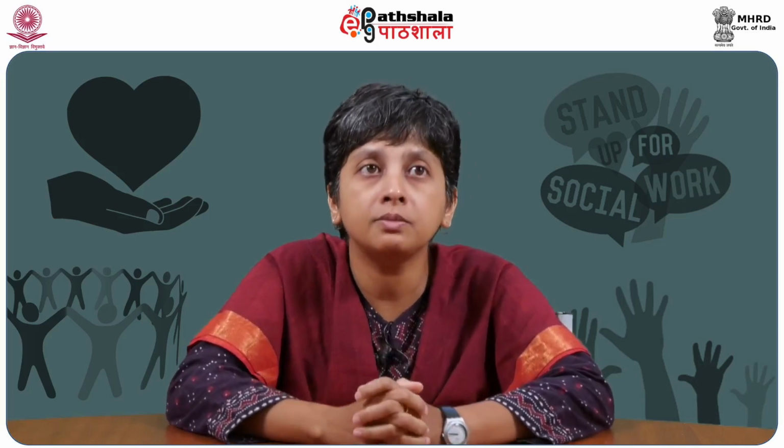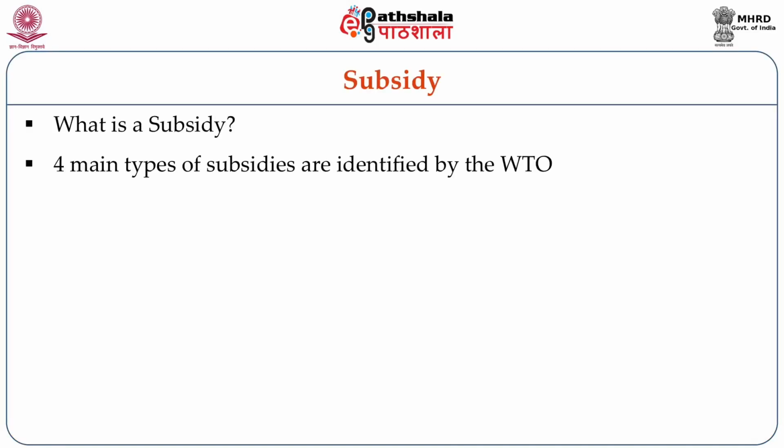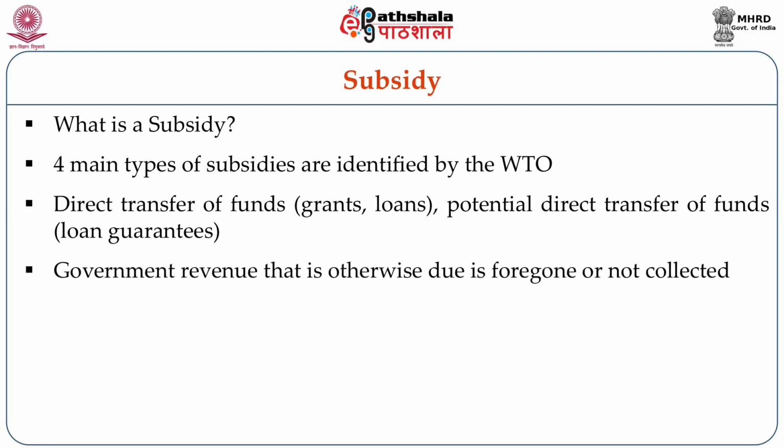So if government needs to provide subsidies to farmers, then let us first understand what we mean by subsidies. The World Trade Organization identifies and classifies four main types of subsidies. One is direct transfer of funds like grants and loans, or potential direct transfer of funds like loan guarantees. Second, government revenue that is otherwise due is foregone or not collected.